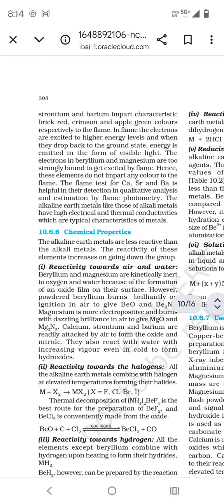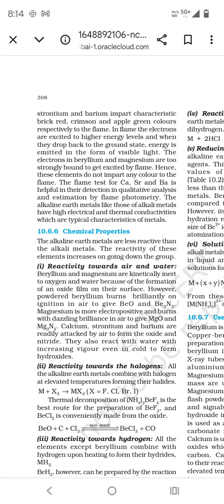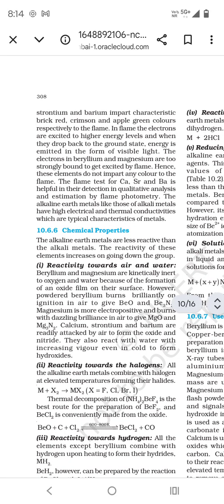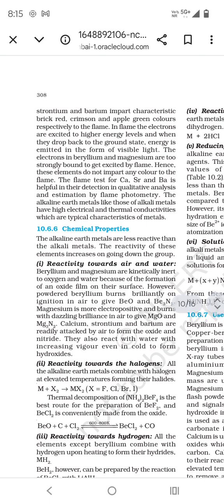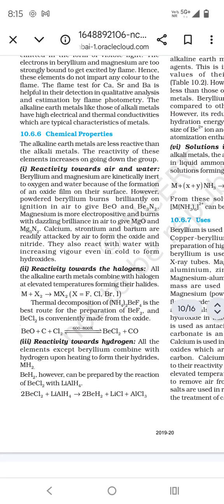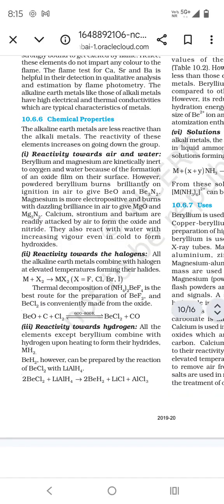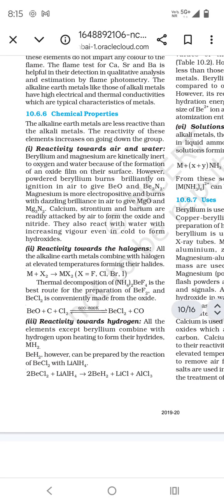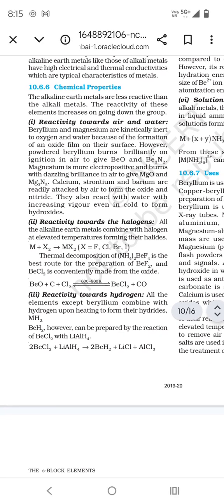Calcium, strontium and barium impart brick red, crimson and apple green colors respectively to the flame. In a flame, the electrons are excited to a higher energy level, and when they drop back to the ground state, the energy is emitted in the form of visible light. Chemical properties. The alkaline earth metals are less reactive than the alkali metals. The reactivity of these elements increases on going down the group.